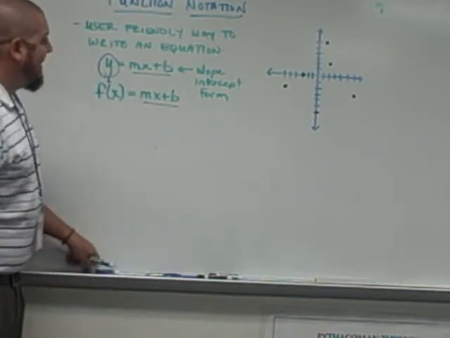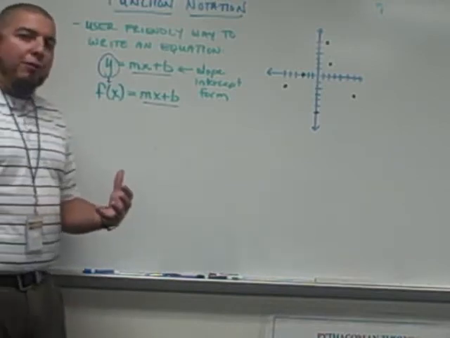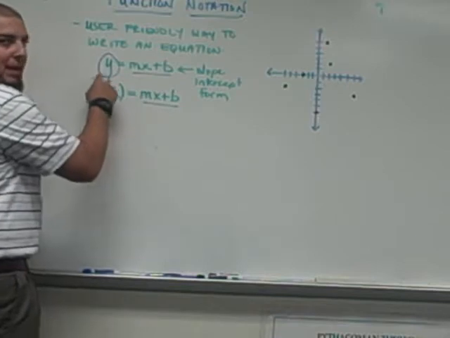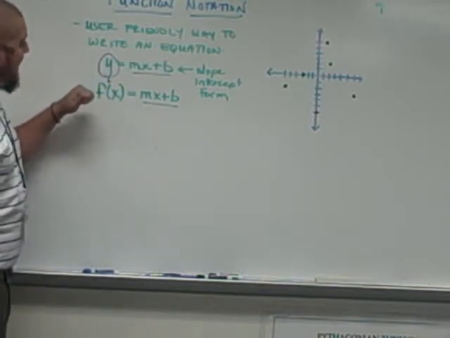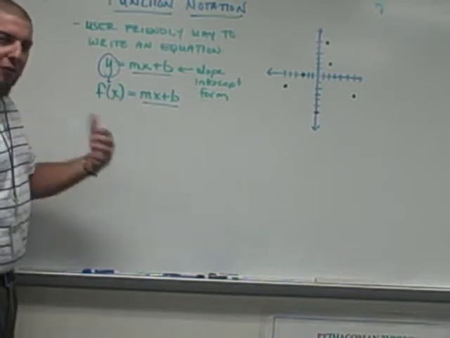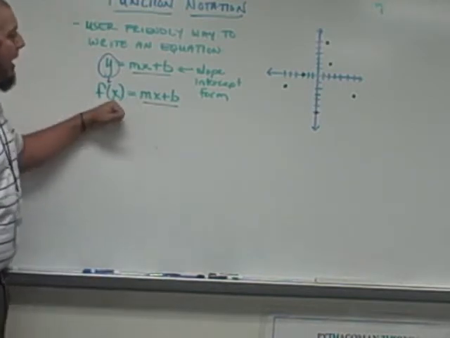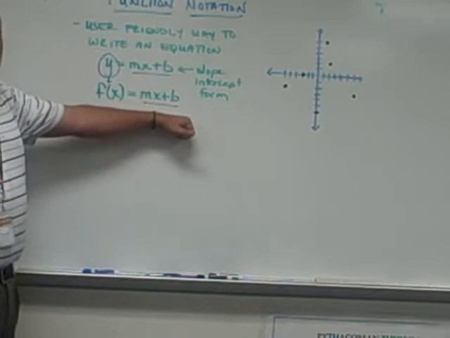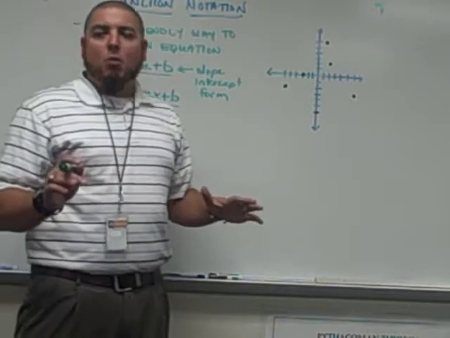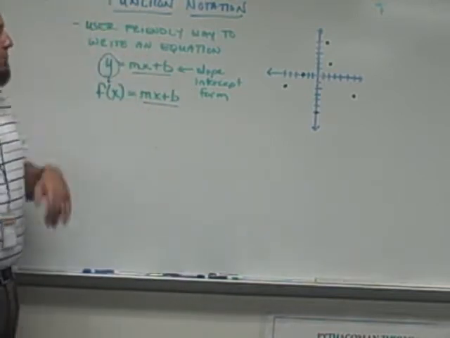Okay? Basically, if we remember what we've talked about so far this week, one of the things we talked about is x is independent, y is dependent. So what this is saying is that the function of x, what depends on x, okay, that's what a function is. What depends on x is equal to mx plus b. So it's just another way to write y. That's all it is, another way to write y. Okay? So don't think anything much more than that.